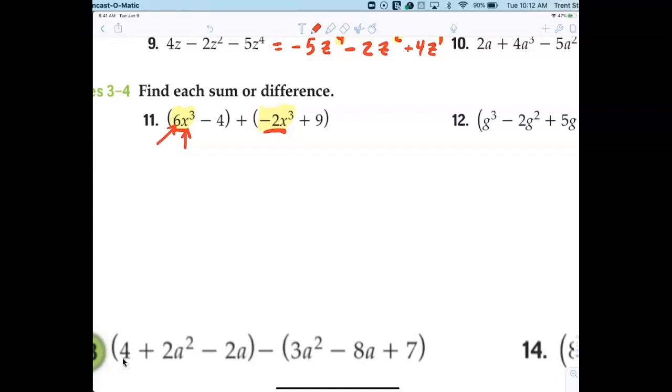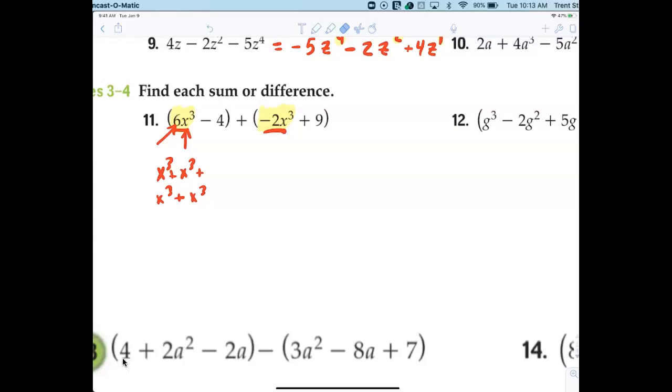I have how many x cubes here? The number in front tells you how many there are. All right, so let me draw this out for you. X cubed, x cubed, x cubed, x cubed, x cubed. That's what that means. 6x cubed. That means I have 6x cubes. There's 6 of them. You with me? Now I'm going to take away how many? 2 of them. So I'm left with how many? That. Now you understand.